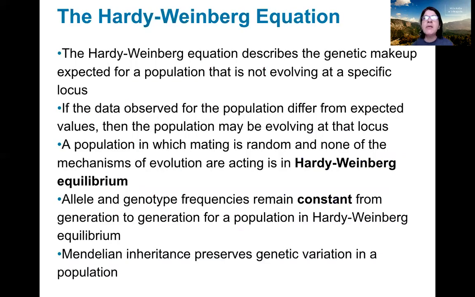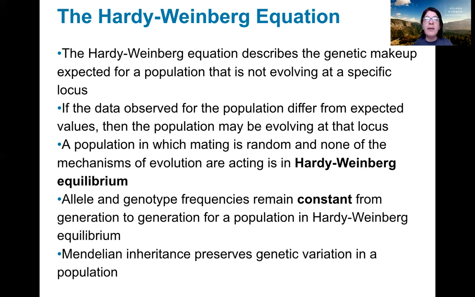Okay, so the Hardy-Weinberg equation really describes the genetic makeup expected for a population that is not evolving at a specific locus, at a specific gene. So if the data observed for the population differ from the expected values, then the population may or may not be evolving at that locus. It remains to be tested. A population in which the mating is random and none of the mechanisms of evolution are acting is said to be in a Hardy-Weinberg equilibrium.